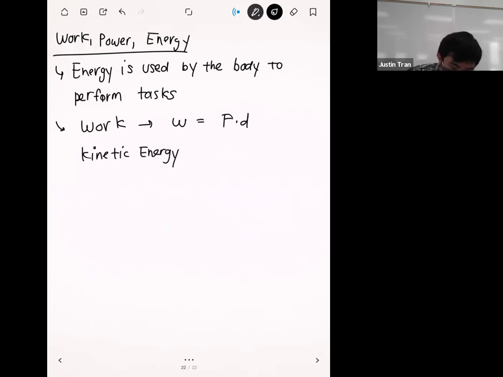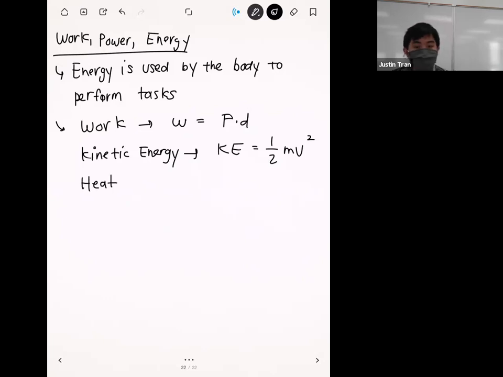We have kinetic energy, where kinetic energy is the energy associated with motion. Kinetic energy is 1/2 mv squared. Another common form of energy that's talked about in classes is heat. Heat is a thermal form of energy.